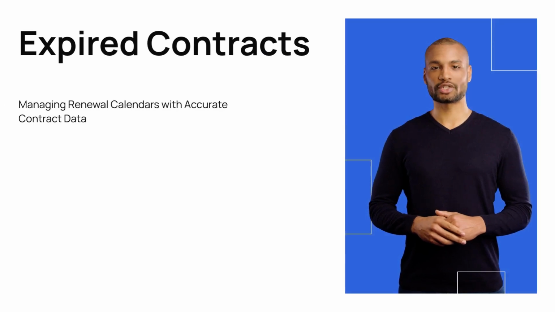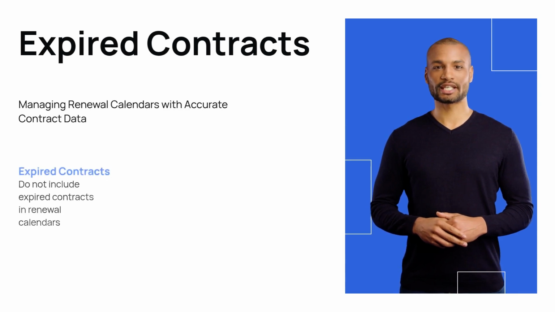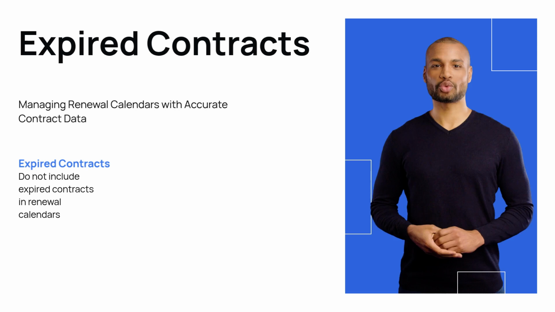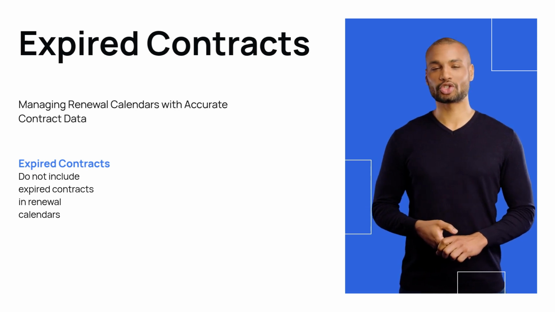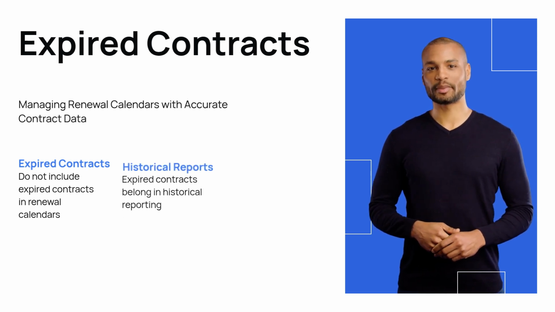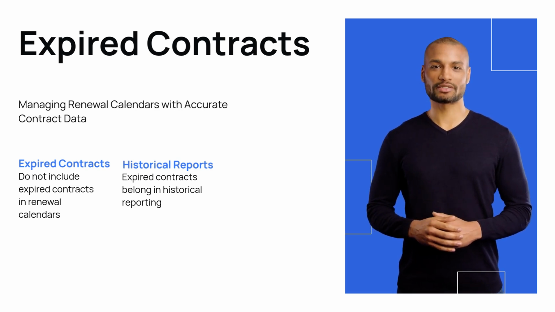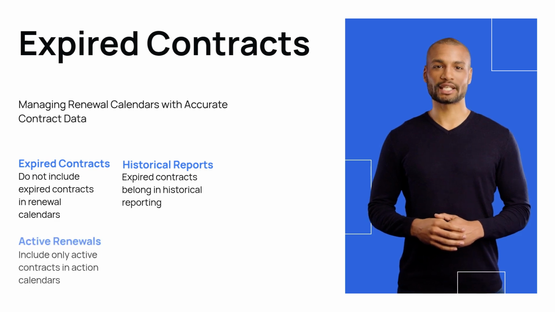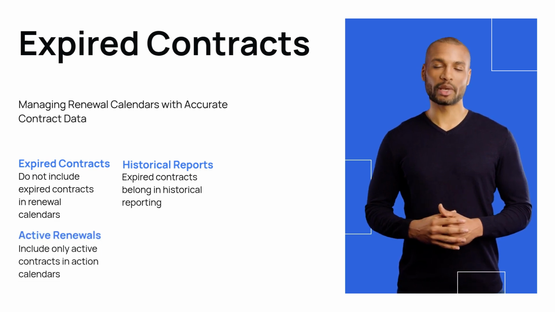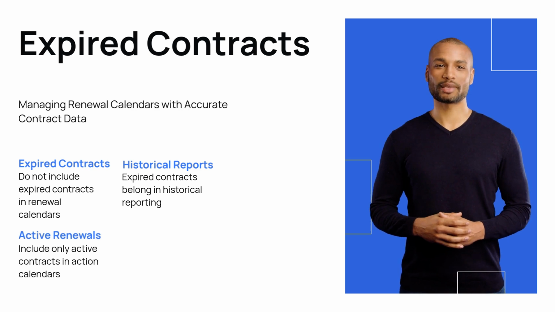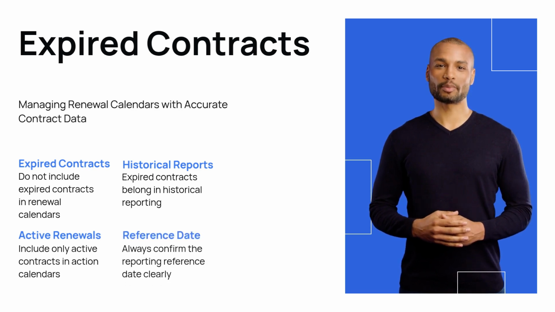One common issue is including expired contracts in the renewal calendar. When procurement leaders see expired contracts in an active renewal view, confidence in the data is reduced. Expired contracts should be placed in historical reports, not in forward-looking action calendars. Renewal calendars should only contain active contracts that require monitoring or action. Always confirm the reference date clearly within the prompt or report.